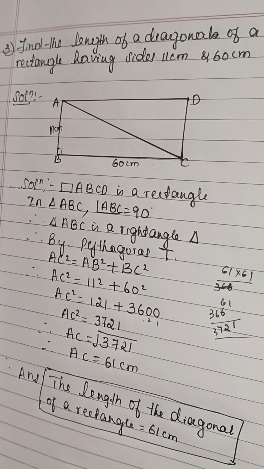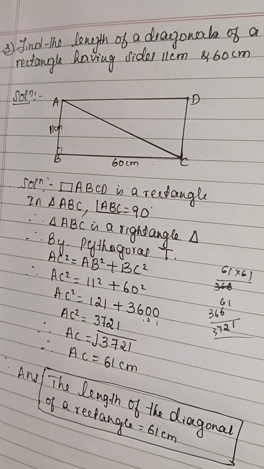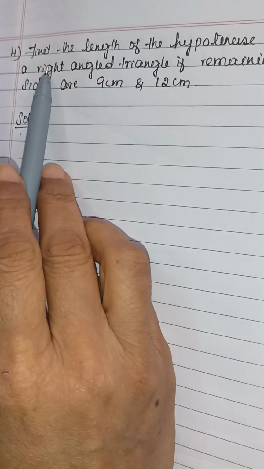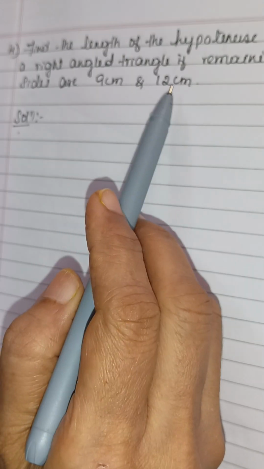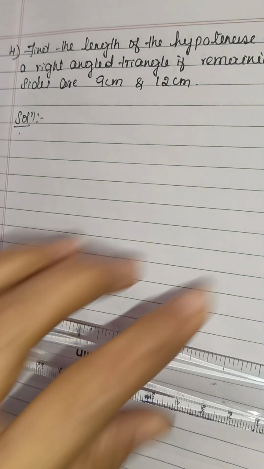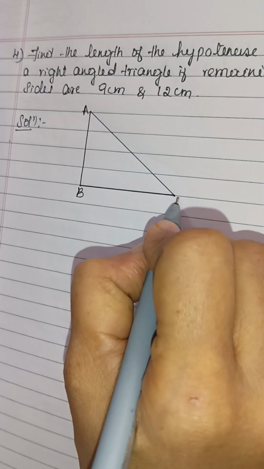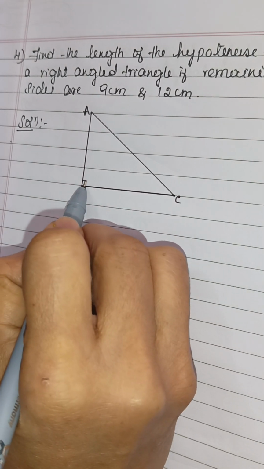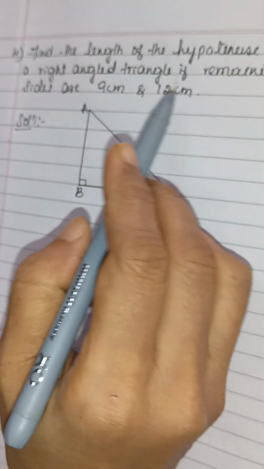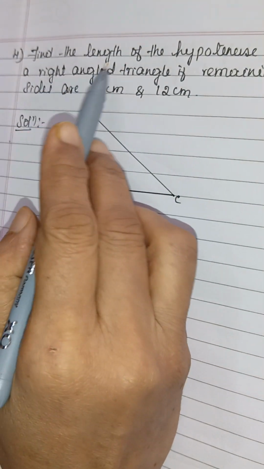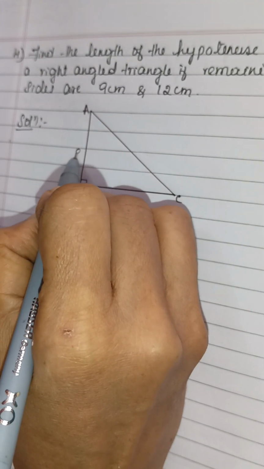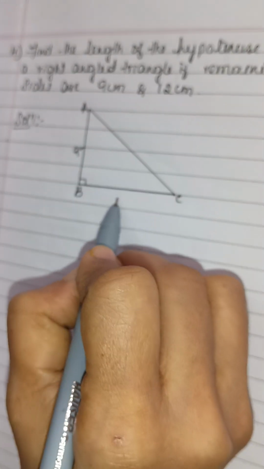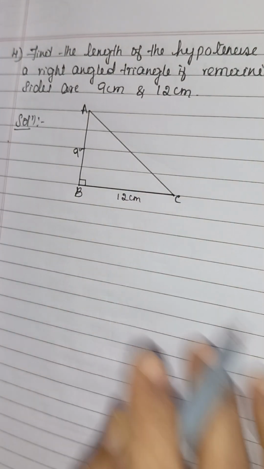These are 2 marks questions. Fourth one is: find the length of a hypotenuse of a right angle triangle if remaining sides are 9 centimeter and 12 centimeter. We have to draw one right angle triangle. Here is a triangle A, B and C. This is a right angle triangle. One side is 9 centimeter and the other is 12 centimeter.